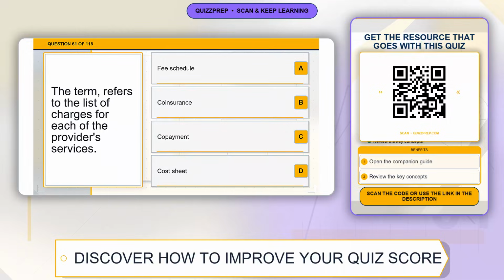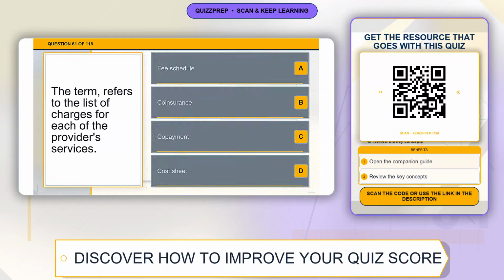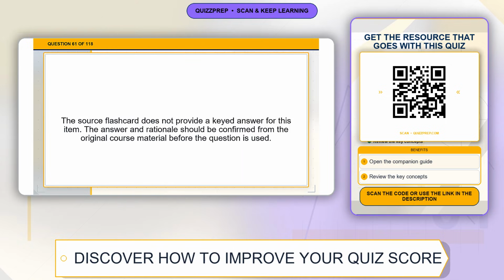Question 61. The term refers to the list of charges for each of the provider services. Option A, fee schedule. Option B, coinsurance. Option C, copayment. Option D, cost sheet. The correct answer is not shown. Explanation. The source flashcard does not provide a keyed answer for this item. The answer and rationale should be confirmed from the original course material before the question is used.